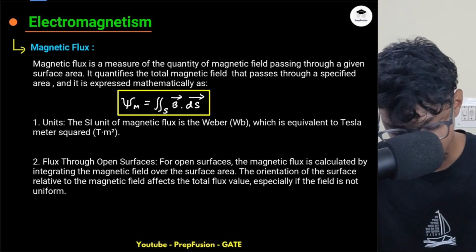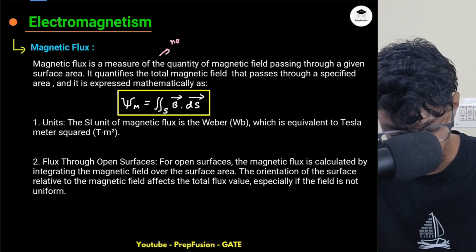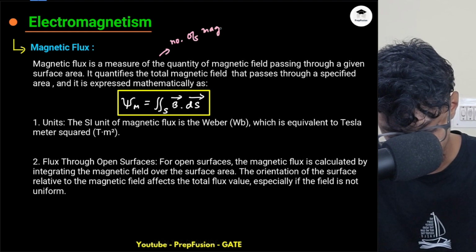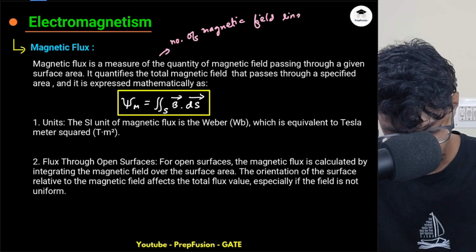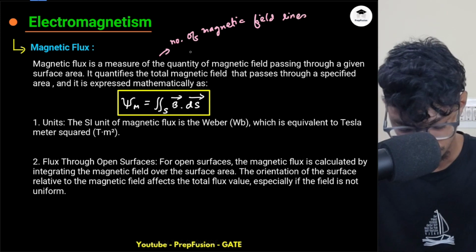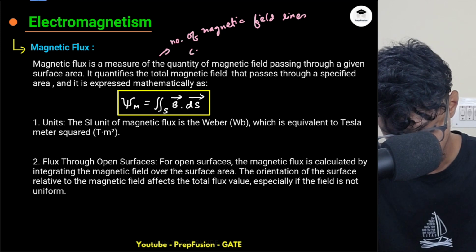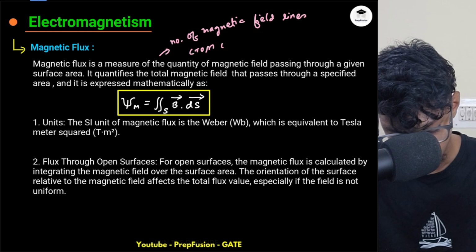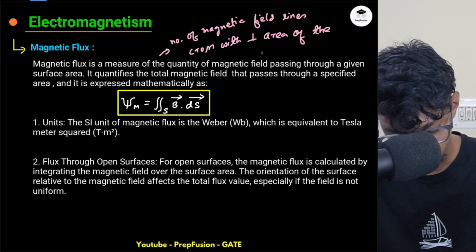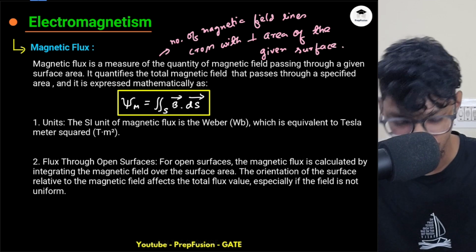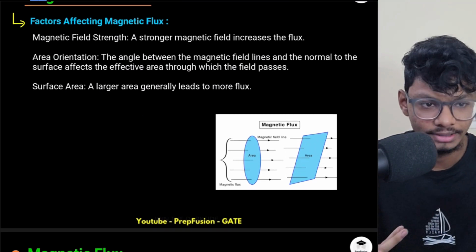What does this actually mean in layman terms? In layman terms, it is the number of magnetic field lines that cross the perpendicular area of the given surface. Okay, so that is what magnetic flux means.